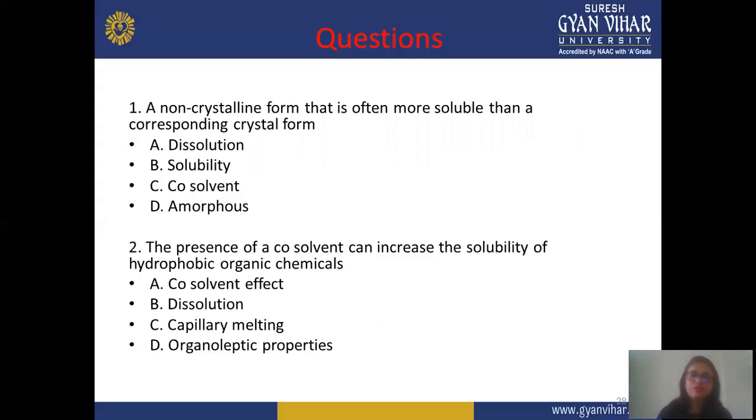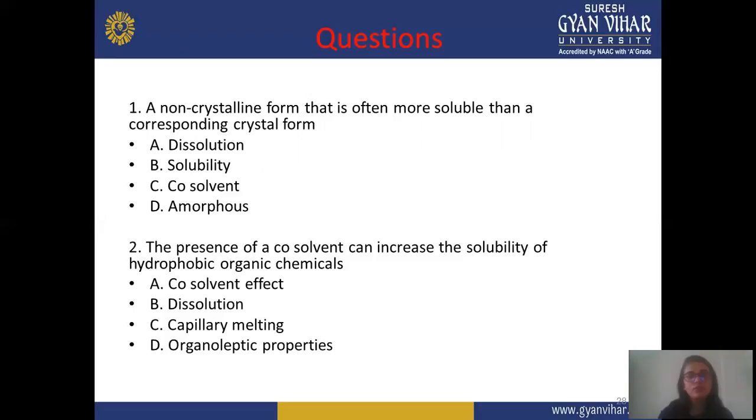Next is the question part. In the question part, the first is: a non-crystalline form that is often more soluble than the corresponding crystal form. In this, you should know about the pre-formulation study or what a crystal form is. So according to this study, you should answer this question and select any one out of these 4 options. In this, option A is dissolution, B is solubility, C is co-solvent, and D is amorphous.